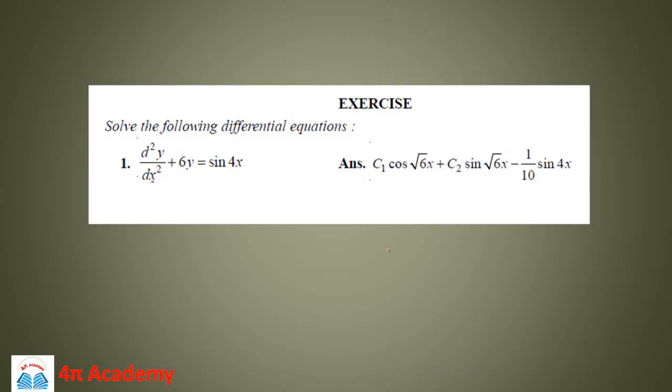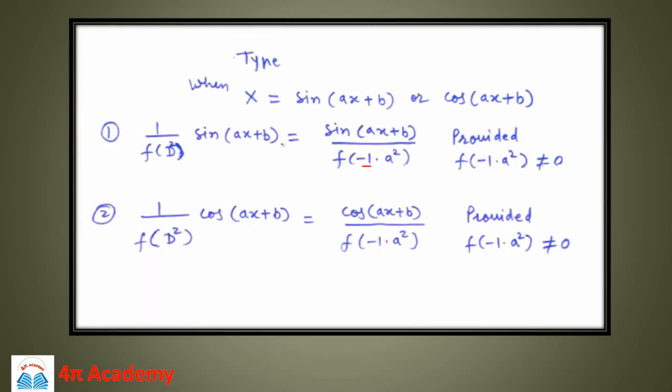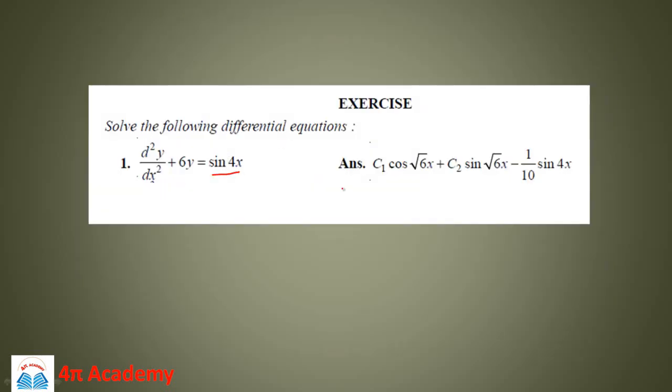Again, here I am giving you one problem as an exercise: solve the following differential equation, d2y by dx square plus 6y is equal to sin 4x. Here this X is of the type sin (ax plus b), where this b is 0. So this is the answer. Now again try to solve it on your own as a practice problem.